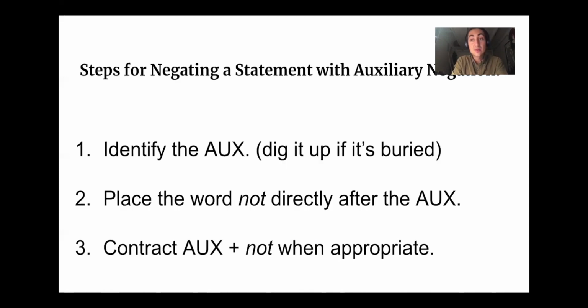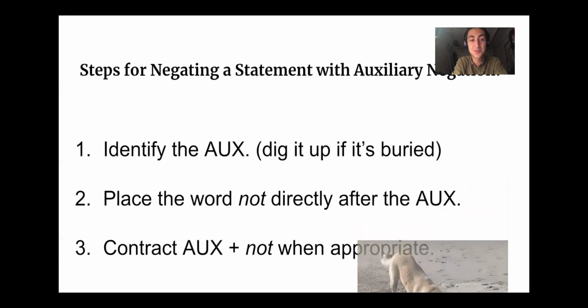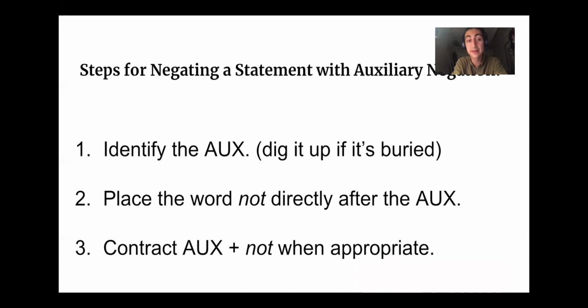Masters has 3 steps for negating a statement with auxiliary negation. Step 1, identify the aux or dig it up if it is buried. Step 2, place the word not directly after the aux. Step 3, contract aux plus not when appropriate. So aux plus not is that contraction.